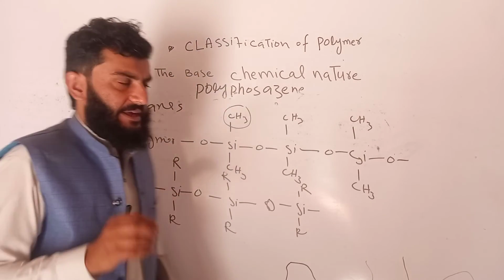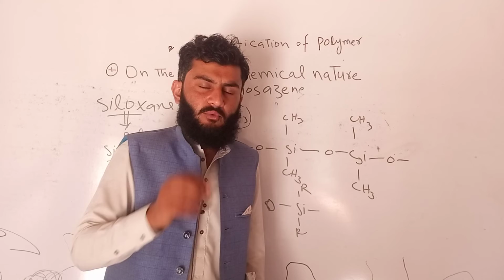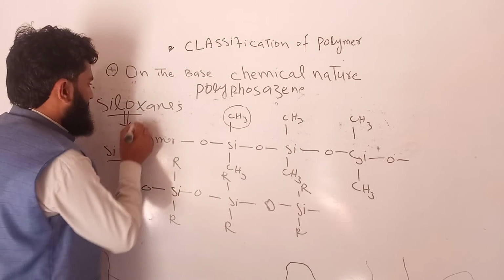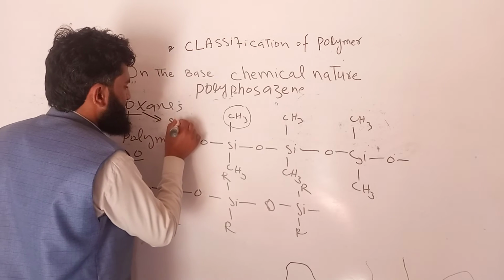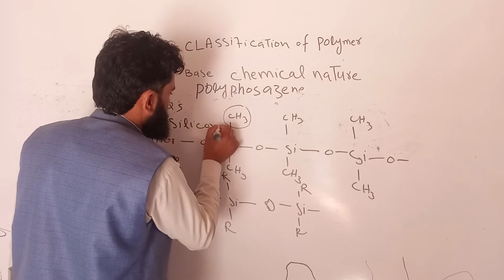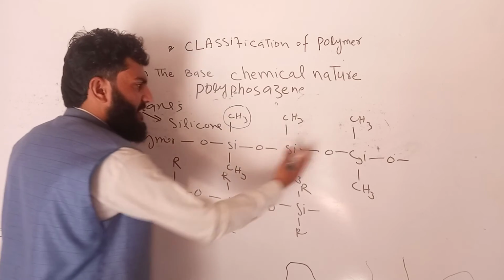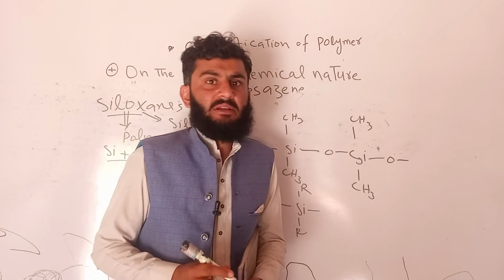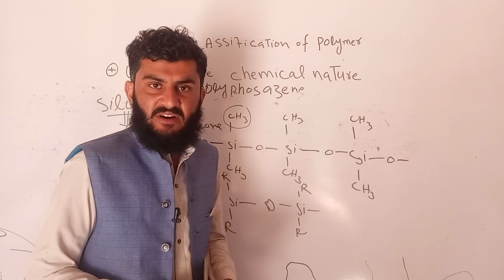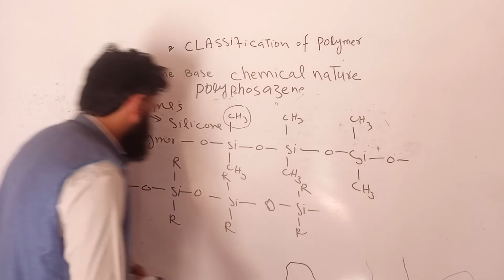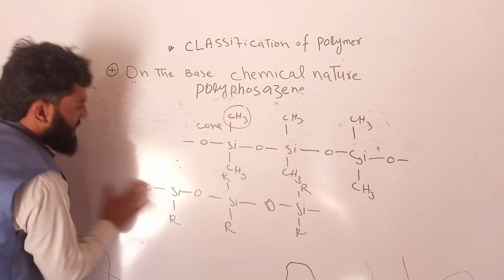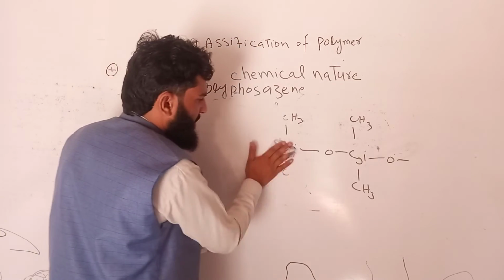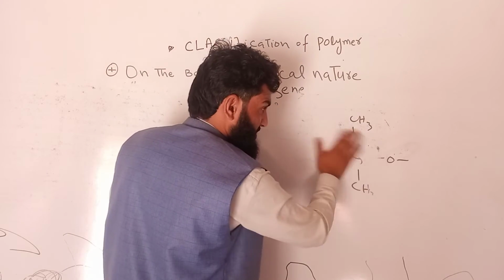Clear? So for example, one example of siloxane is silicone, where such type of backbone is repeated. Clear? Another example is polyphosphazine. Polyphosphazine, very important.